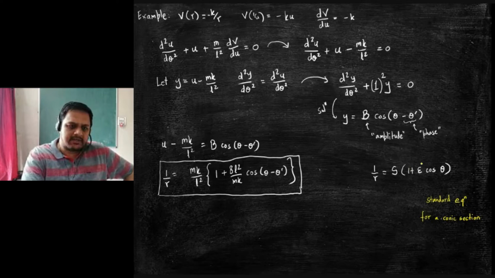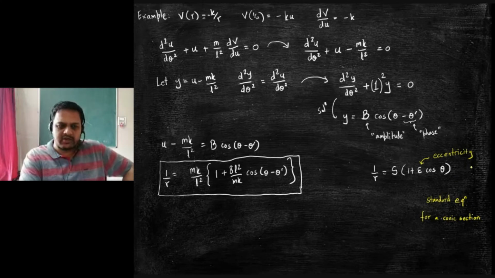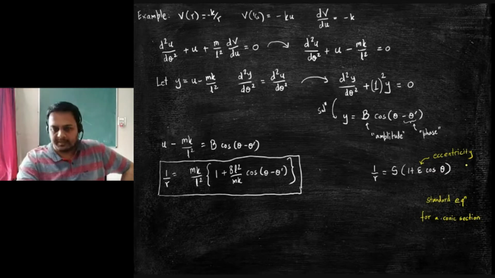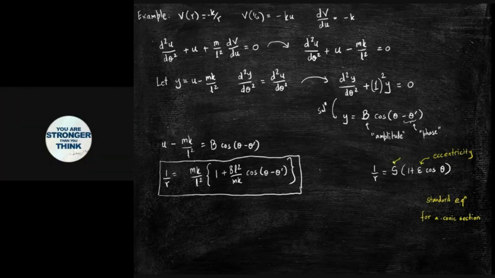Out of that, the epsilon term is called the eccentricity. All of you must have studied basic conic sections in geometry. The eccentricity of a conic section decides what type of shape that particular conic section will take. Eccentricity equal to 0 means circle, eccentricity between 0 and 1 means ellipse, eccentricity equal to 1 means parabola, eccentricity greater than 1 means hyperbola. Are you familiar with these things? Yes, sir. Very good.